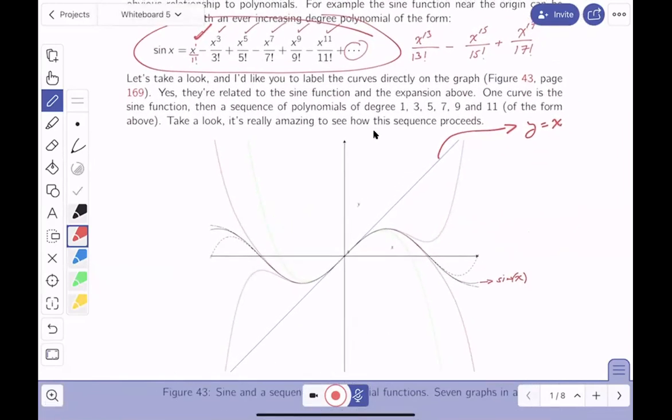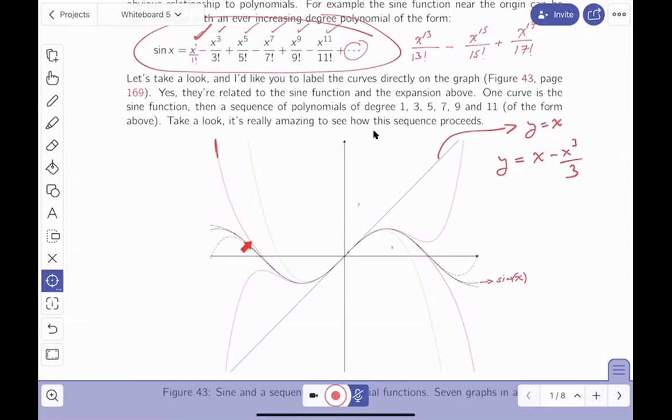What's the next one going to be? It's a cubic problem. So the next one's going to be y equals x minus x cubed over 3. So do you see the cubic there? Let's take a look at it. And I think I see the cubic, and it's this curve right over here. All right, let me point that out to you. This looks like the cubic to me. That looks like the cubic over there.